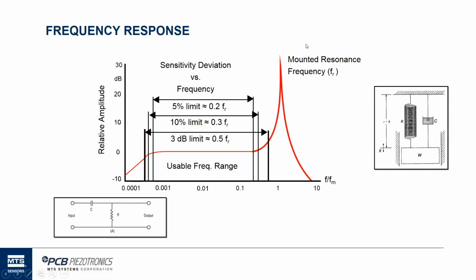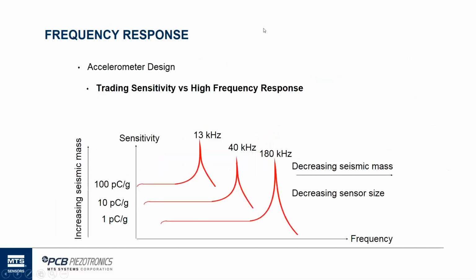Okay, and then we start talking about how we make these trades of what kind of sensor we're going to design. And that's what we're trying to show on this slide. What you'll see on this slide is at the upper left, let's take away the first bullet, okay? The design trade we make when we design accelerometers is we have to balance the sensitivity that we want versus the high frequency response, right?